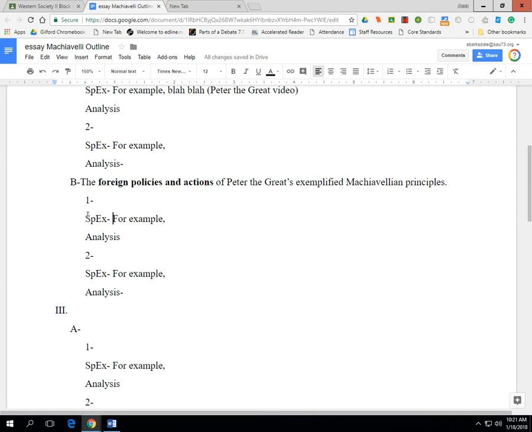Okay. Then you'll go on to B, and you'll work on your foreign policies and actions, and you follow the same model. The difference is that your specs should be about foreign policy or actions that he took, such as the war with Sweden. You could talk about Franz Timmerman. You could talk about other things that deal with someone outside of his country that help him make policy, a war that he went to. You could talk about what happened with the Ottoman Turks. Those would serve as examples for this particular set, okay?